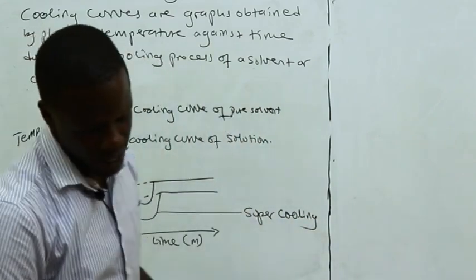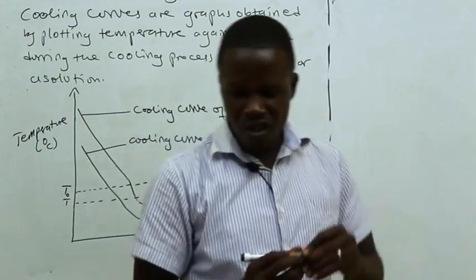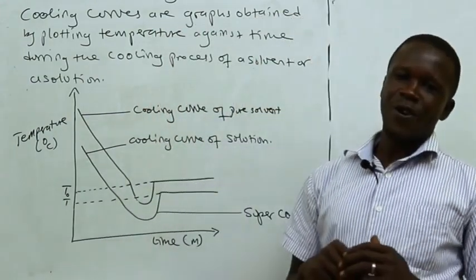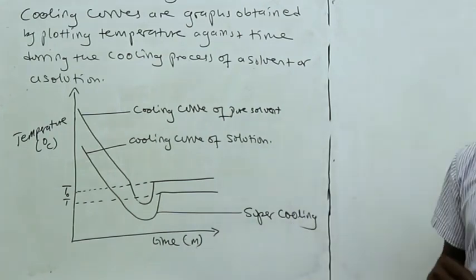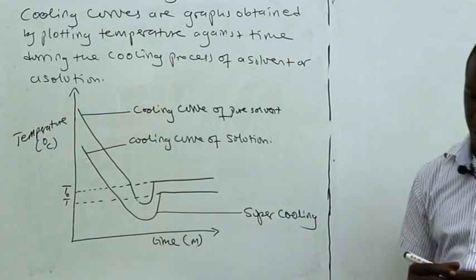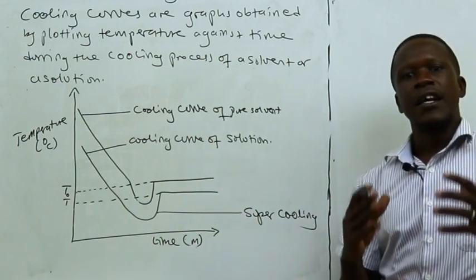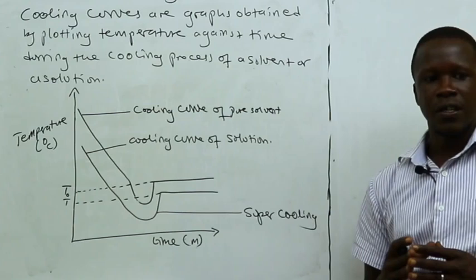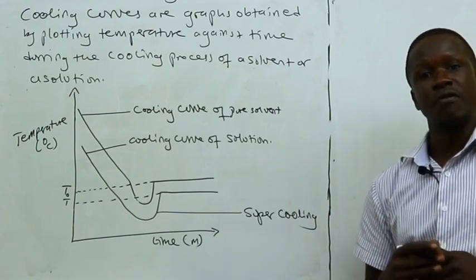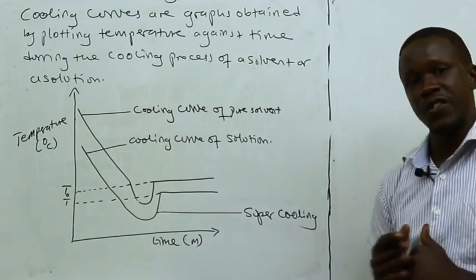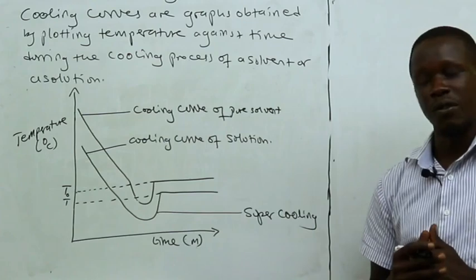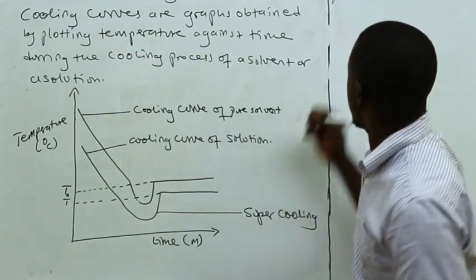Supercooling. And the question is, what do we mean by supercooling? Supercooling of a substance is when a substance is cooled below its freezing point without it freezing due to what we call loss of latent heat of fusion. I can put that one here.